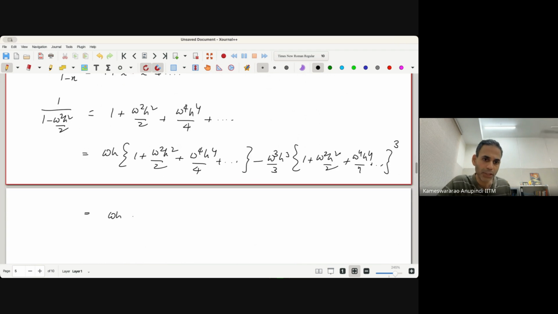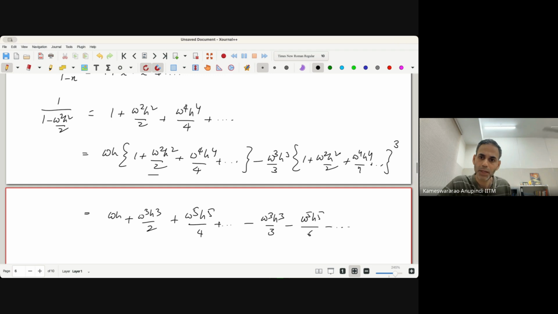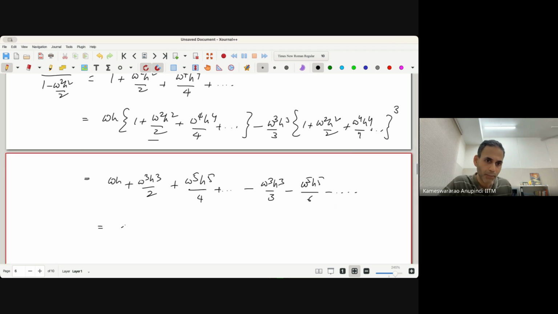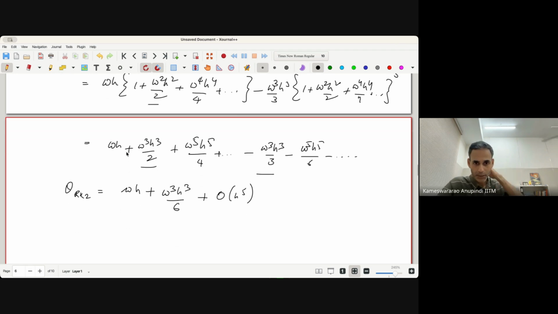So this is going to be omega h plus, if I multiply with this, you're going to get omega cube h cubed by 2 plus omega power 5 h power 5 by 5 and so on. And then here we get minus omega cube h cubed by 3 minus omega power 5 h power 5 by 6 minus something. Okay, so this is going to be omega h plus omega cube h cubed by 2 minus omega cube h cubed by 3. That is going to be omega cube h cubed by 6, right? And then you're going to get plus some order h power 5. So that is the phase for the RK2 method. Okay, that is the phase for the RK2 method.